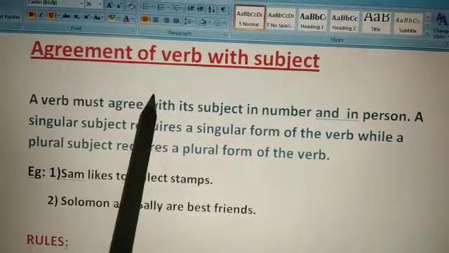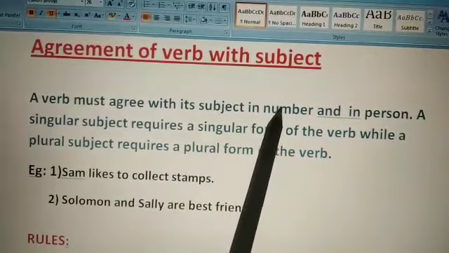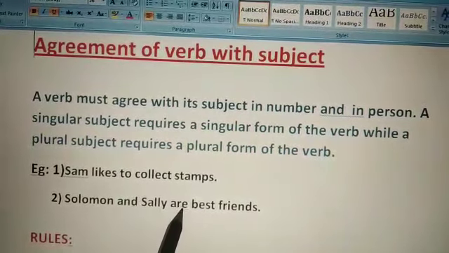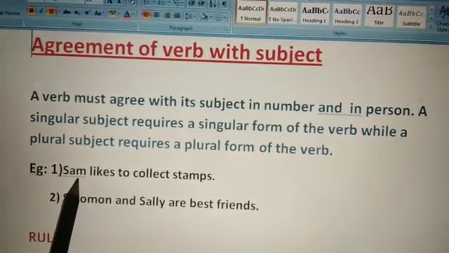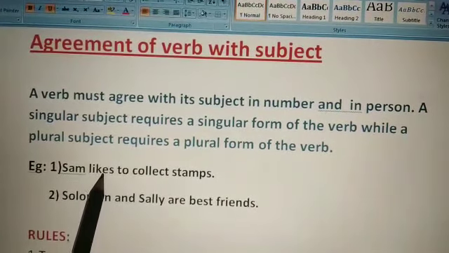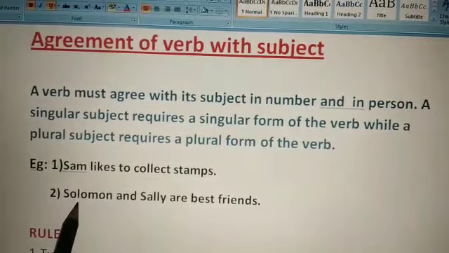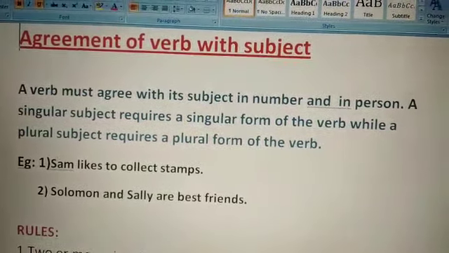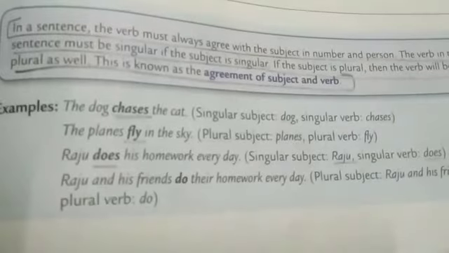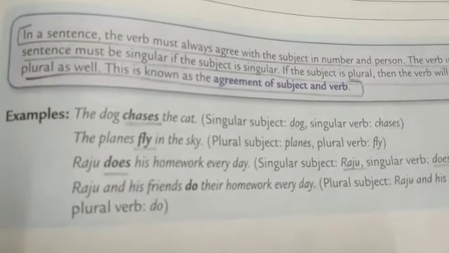So agreement of verb with subject means that the verb has to agree with the subject. When the subject is singular, the verb will be singular. And when the subject is plural, the verb will be plural. Let us look at some more examples.